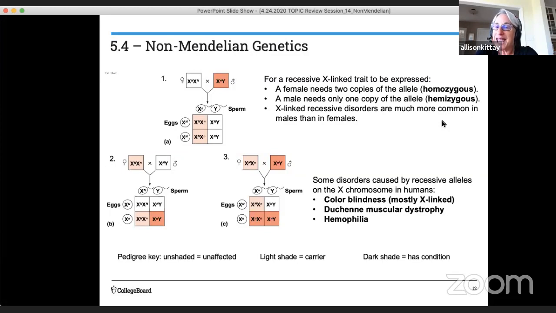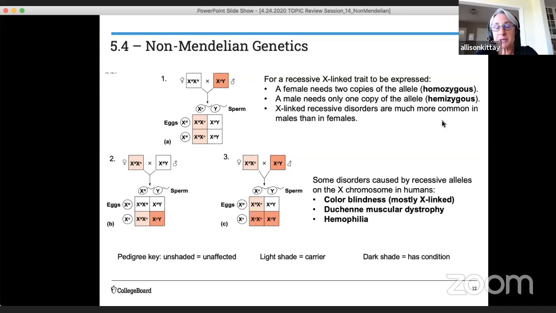And we call that being hemizygous, which is kind of a new terminology because really they only have 1 X chromosome. So the gene that's carried on that X chromosome is called hemizygous. And again, you're going to see why X-linked recessive disorders are much more common in males than in females. And that's because males only have that 1 X chromosome.